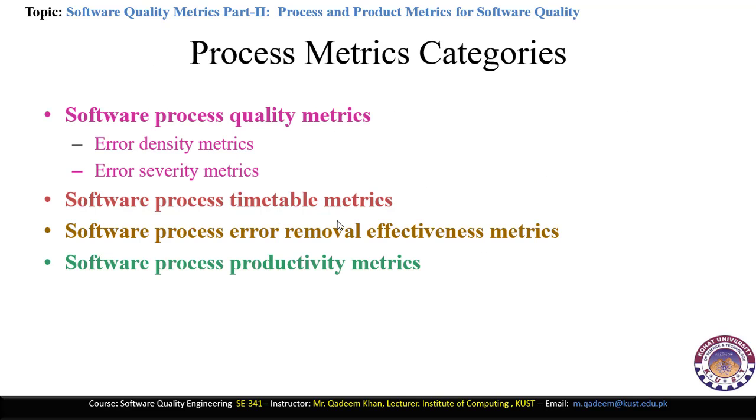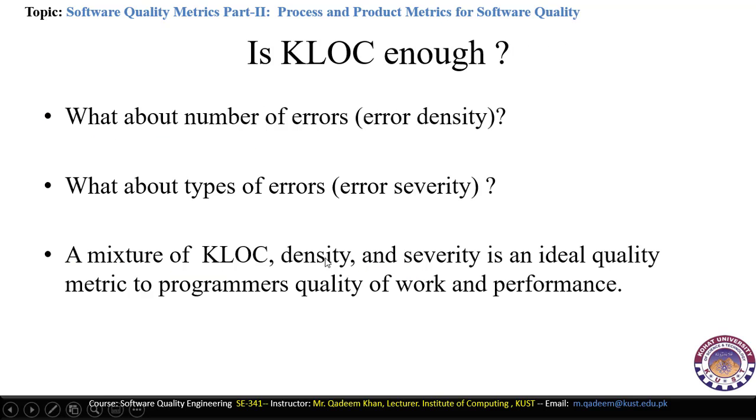Now, process metric categories. There are different categories of the process metric. So, all these process metrics and the categories are used to assess the quality of the products, and these are called the software process quality metrics. This includes error density metric and error severity metric. These are the software process quality metrics. Similarly, we have software process timetable metric as well. And then we have software process error removal effectiveness metric. And at the end, we have software process productivity metric. Now, we will discuss each and every one of these metrics in the upcoming slides.